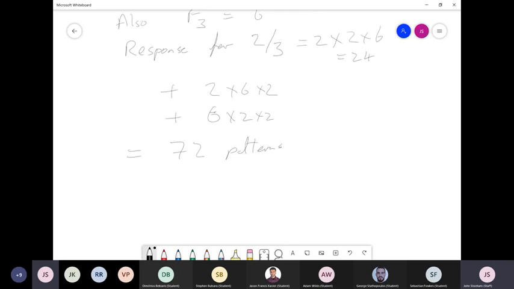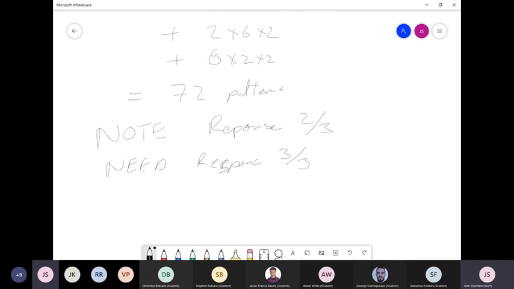Now note, this is for response 2 out of 3. We need response 3 out of 3, because that will also exceed the 2 out of 3 threshold, and that is AND generalization. And G AND for this problem we've already calculated was 8.